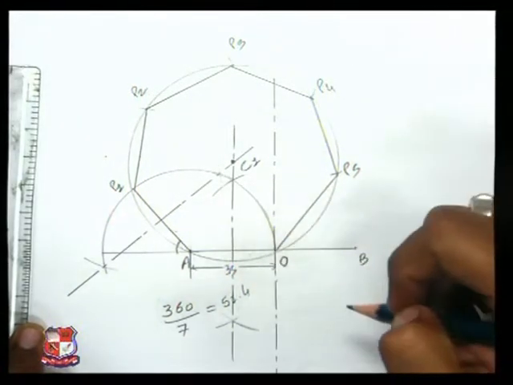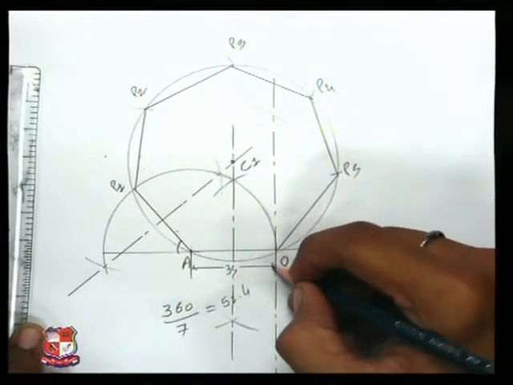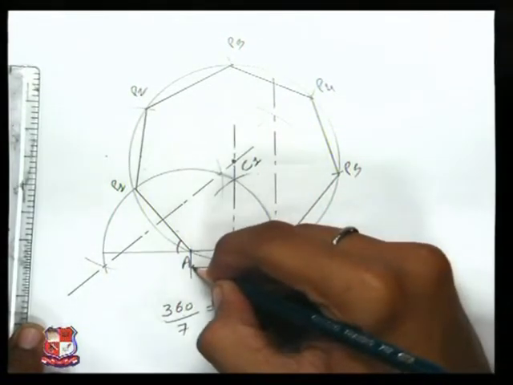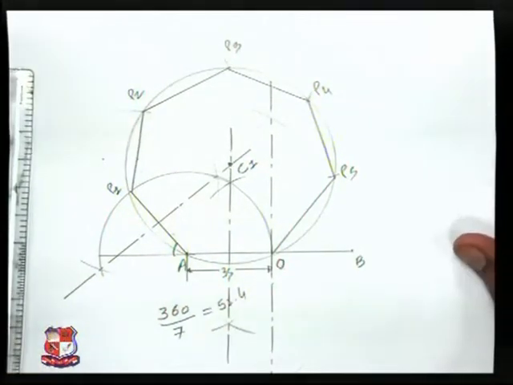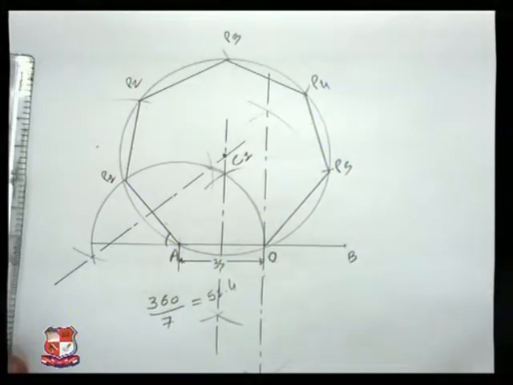Don't forget to give the dimensions with the cross filled arrow on both the sides. We'll see our next problem.